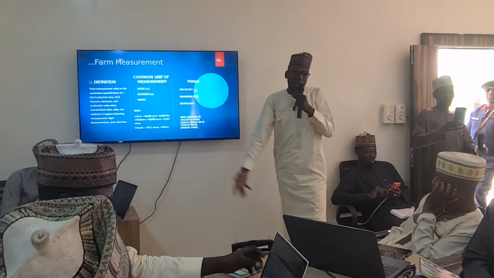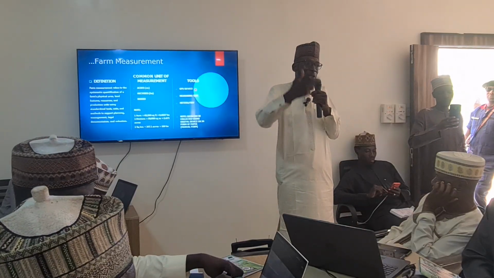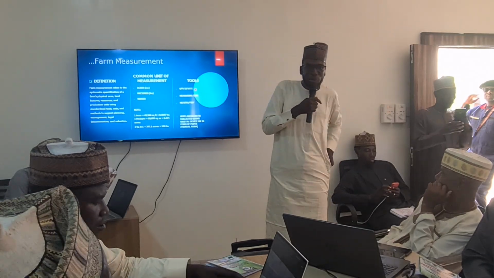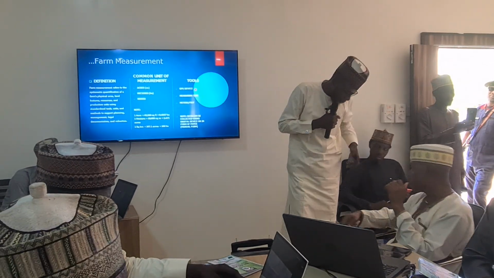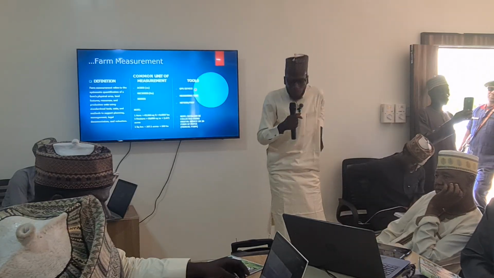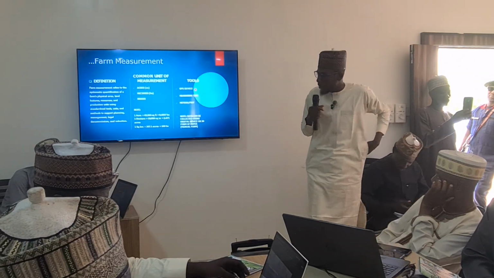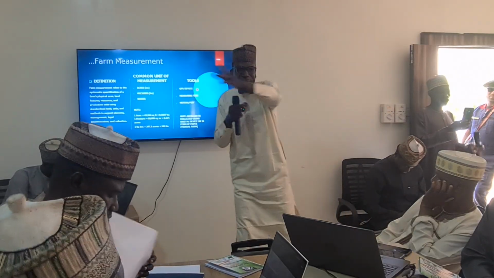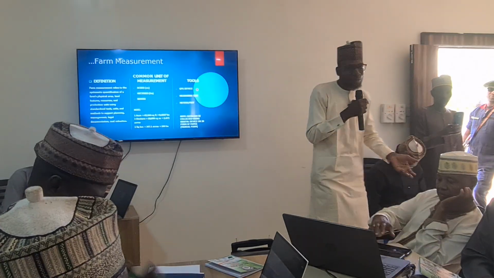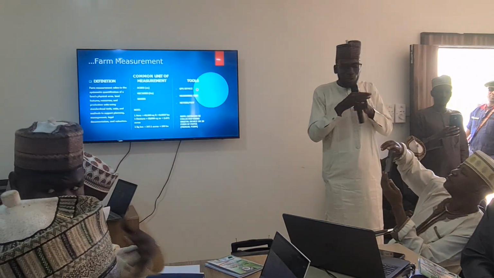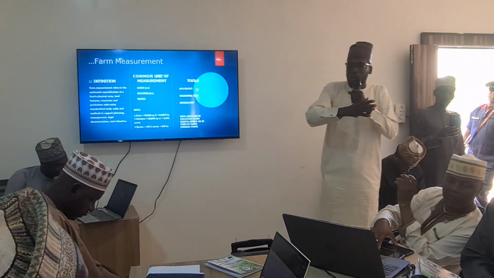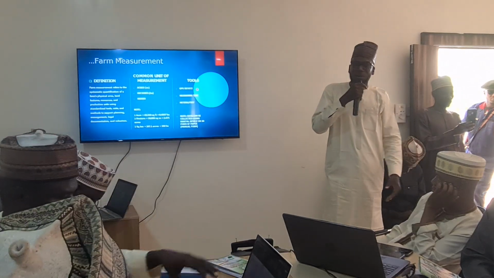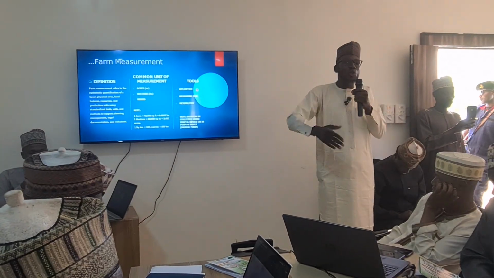So we have the GPS device. It's a device you can use to measure a farm. It is like your handset, mobile phone. And if you want to measure, you cannot just go around like that. You have to apply some certain things. You can start from the right or from the left. If you start from the right, that means you should maintain that right.